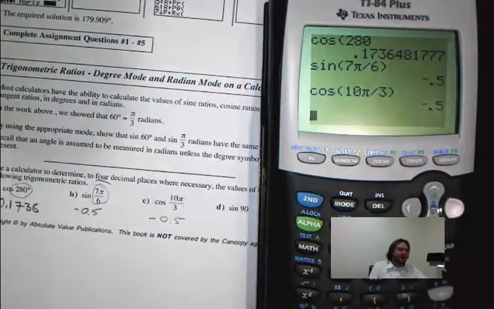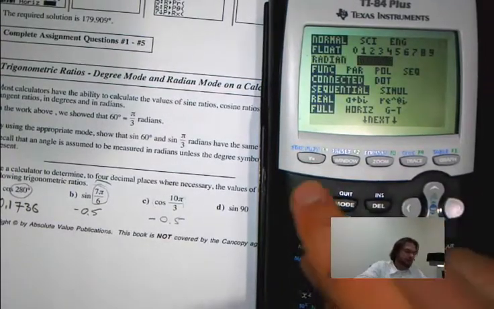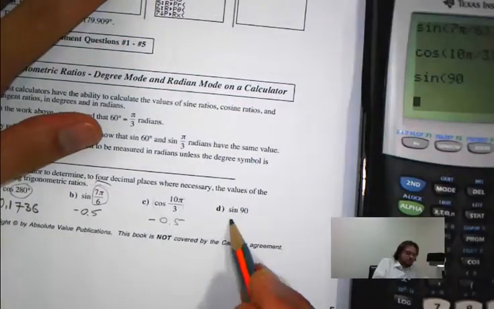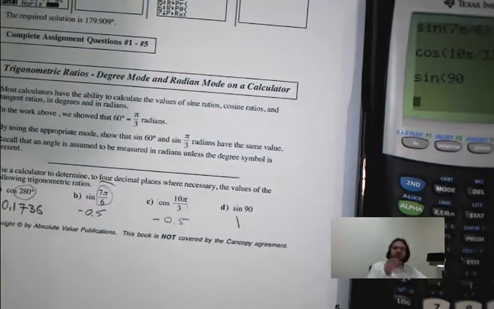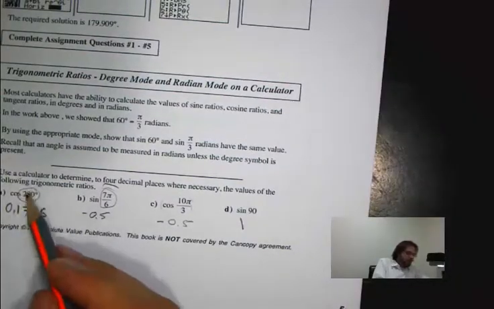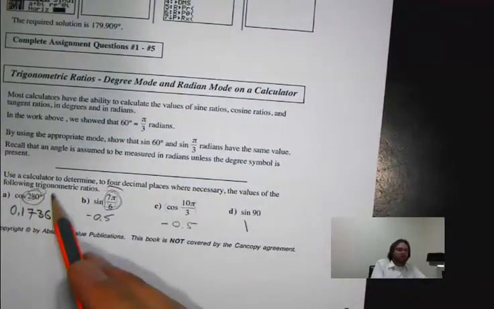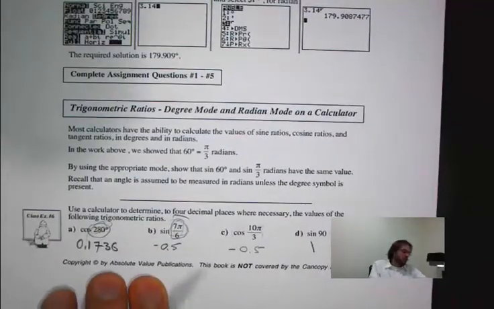Okay? And now let's take a look at my last one, which is sine 90. Well, 90 degrees, that's in degrees obviously, so I'm going to have to go to my mode and put it back into degrees. And I have sine 90, which gives me 1. If you like doing everything in one or the other instead of switching your modes, you could just do like what we did earlier and convert this 280 into radians, or you could convert this here, 7 pi over 6, into degrees. So you can convert your degrees into radians or your radians into degrees to calculate. It's up to you which way you want to do. Okay?